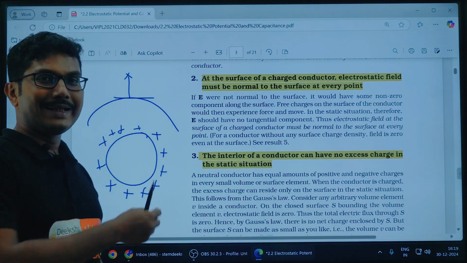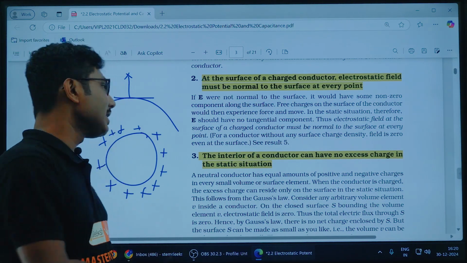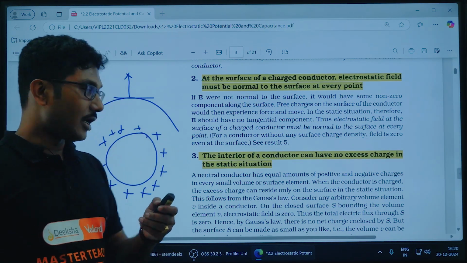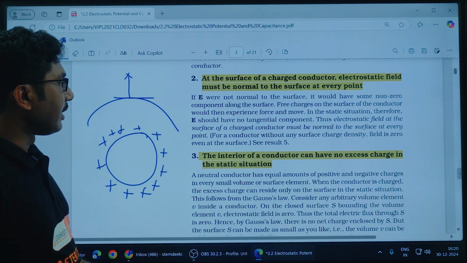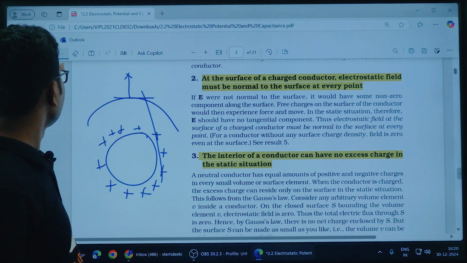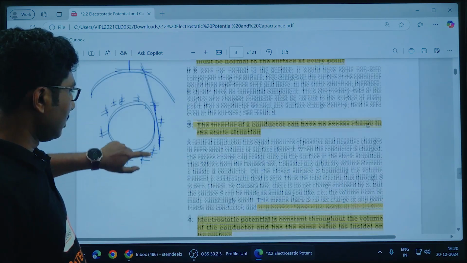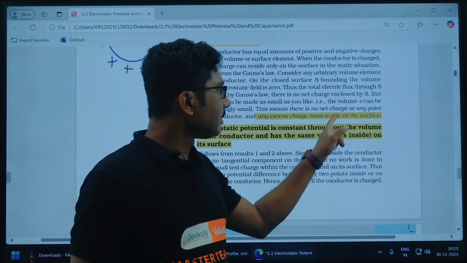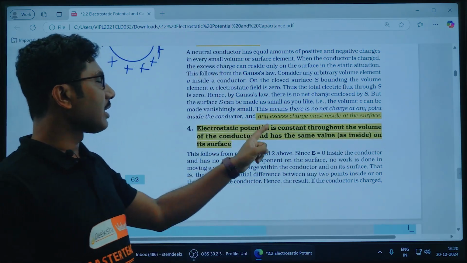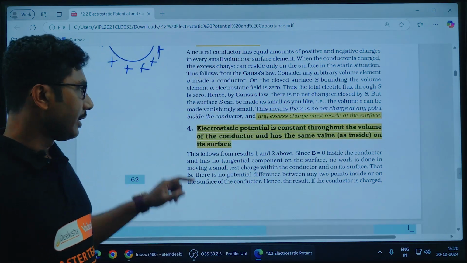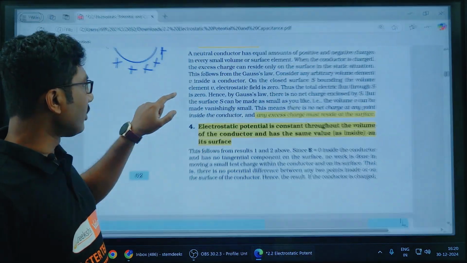Now, if you add any excess charge, extra charge, that charge will move to the surface. Next, any excess charge must reside on the surface. This is the important line from this point. Now, let us move on.